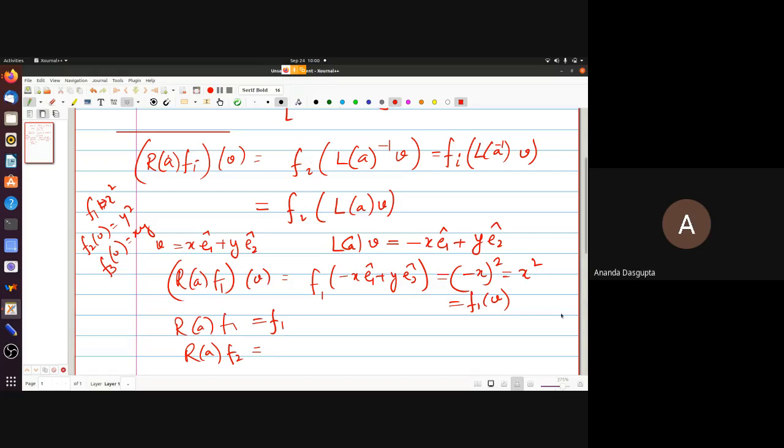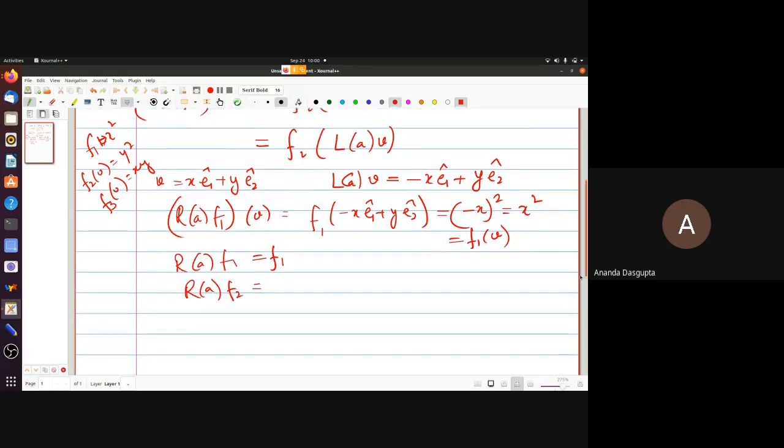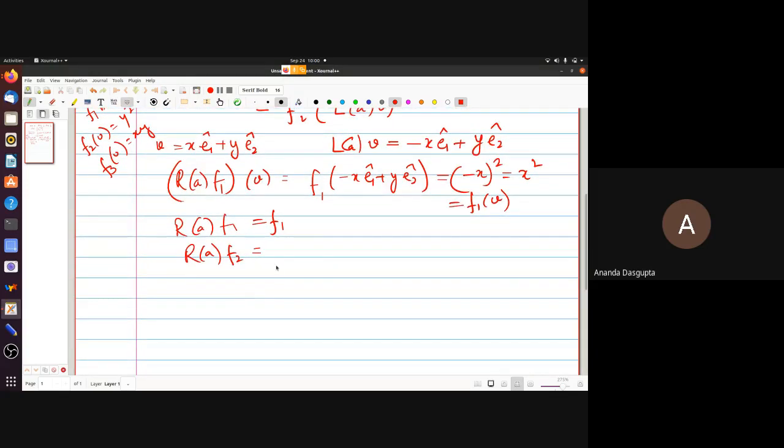RA F2? Okay, what will that be? You don't have to really write out everything. What is RA F2? You can immediately see. F2 is Y square. It's going to be F2, right? It's going to act on this vector minus X E1 plus Y E2, take the second component, whatever that is, square that. Look at Y square, which is of course F2 again. F2 acting on V again, right?